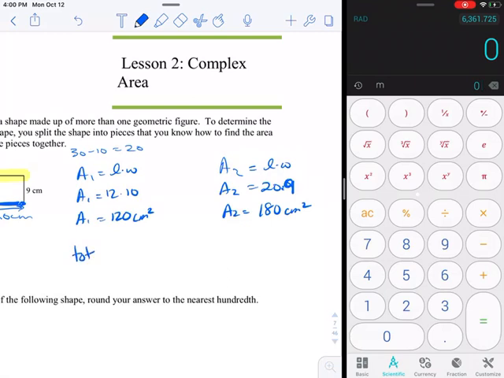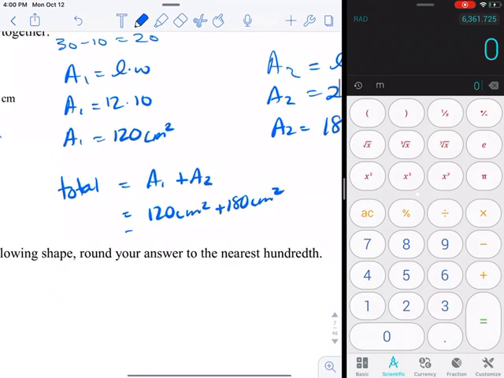Now the total would be area 1 plus area 2. So 120 centimeters squared plus 180 centimeters squared. That gives us a total of 300 centimeters squared.